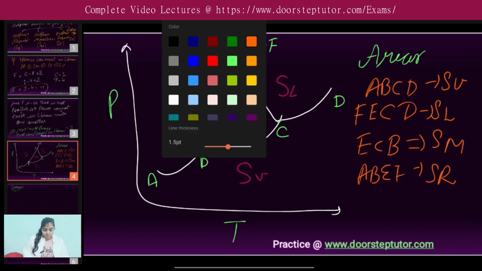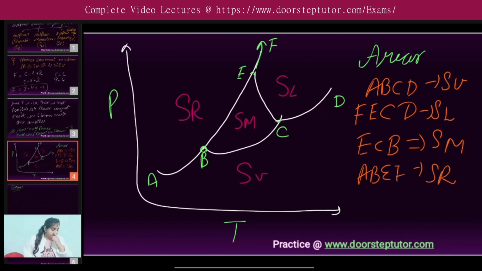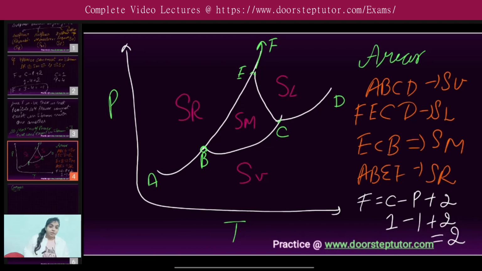So the number of degrees of freedom in the areas is F equal to C minus P plus 2. The component we have is 1. In all these areas the number of phases existing is 1 only, that is either the sulfur vapor, sulfur liquid, monoclinic or the rhombic. Only one phase is existing in that. So the number of degrees of freedom is equal to 2 in the case of the areas.